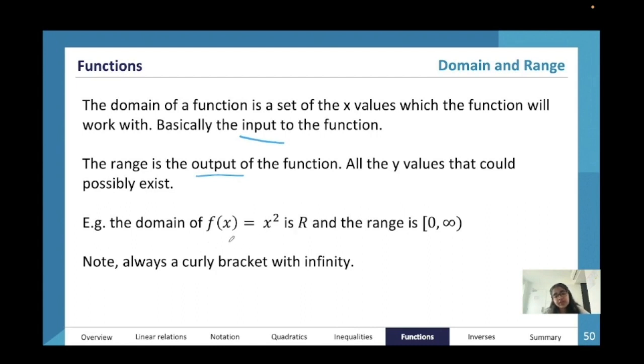So if the function is f of x equals x squared, the domain is R and the range is 0 to infinity. Okay? Always a curly? No, always a round.